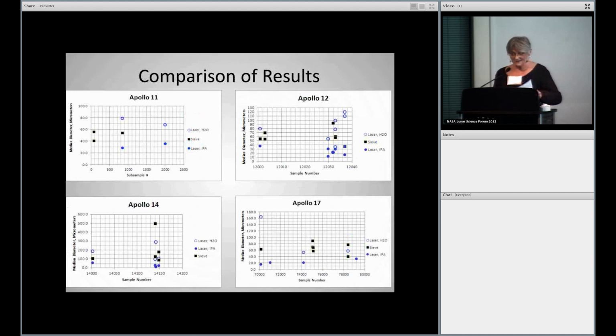So here are some of the results that we've gotten, and the squares are sieve data for this Apollo 11 soil set. The open circles are the measurements that we made in water, and the closed circles are the measurements that we made with isopropanol. And you can see in every case that the isopropanol measurements show typically smaller values. The water measurements and the sieve measurements are kind of grouped together. Apollo 14, same thing. You see that the laser diffraction measurements with isopropanol come out smaller in every case.